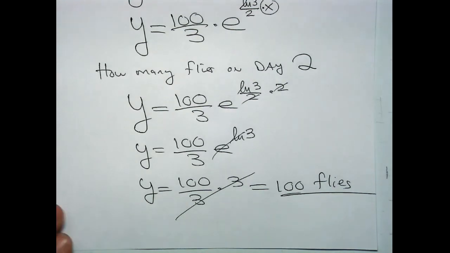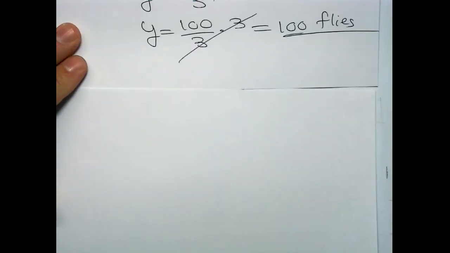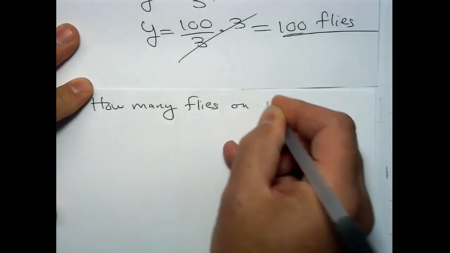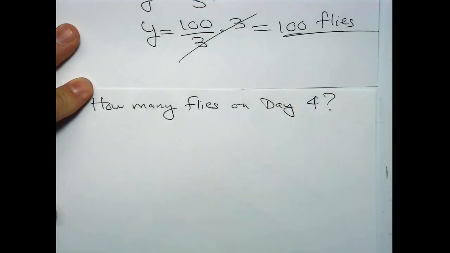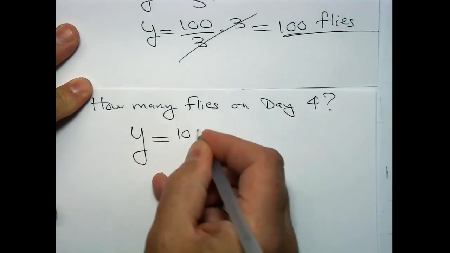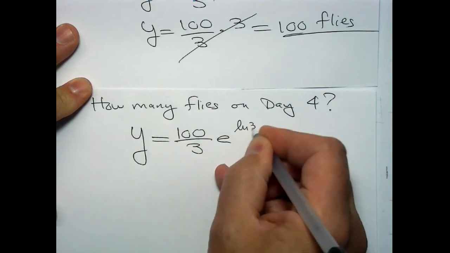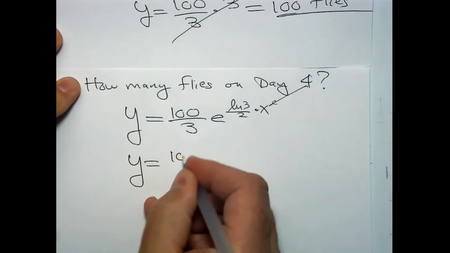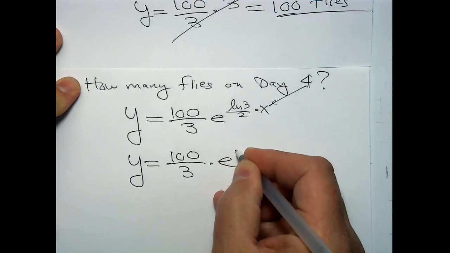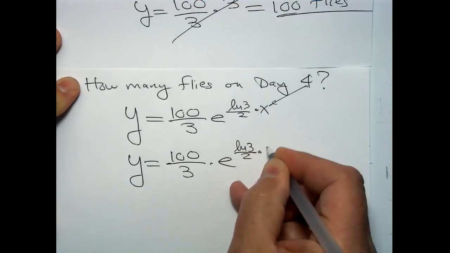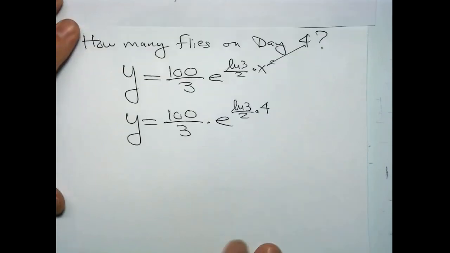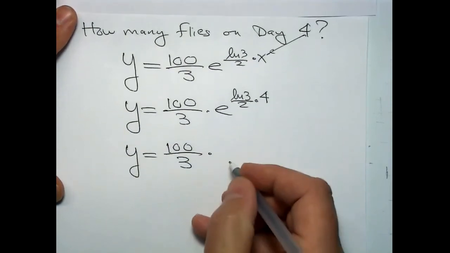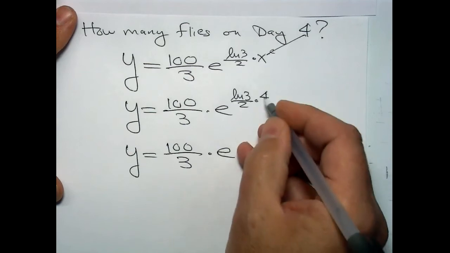How many flies should there be on day 4? Well, if you don't remember, we're about to find out. Let's find out. Y equals 100. We've created a beautiful model of this exponential growth. So day 4 goes in here. We get y equals 100 over 3e to the ln of 3 over 2 times 4. Let's see what we got. 4 over 2 is 2, right?